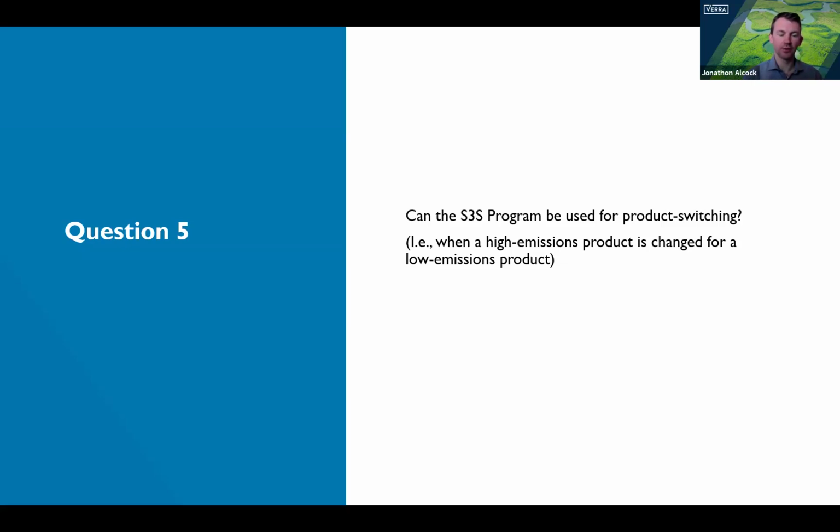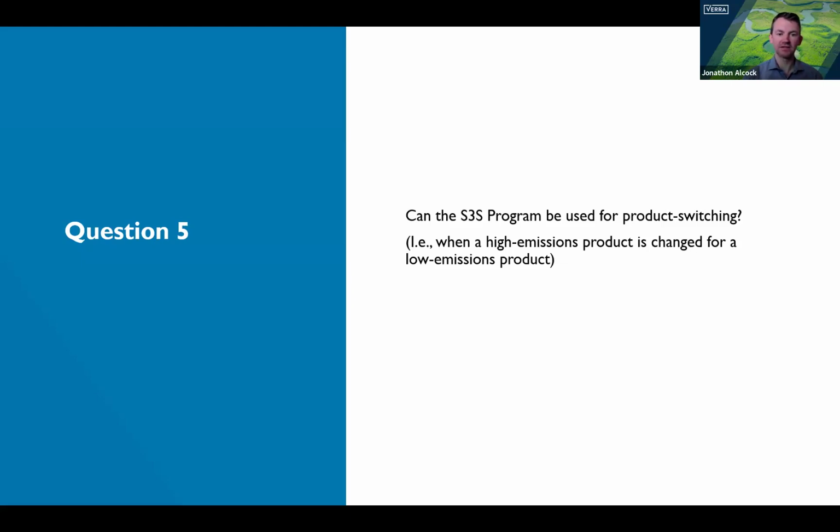So often a product switch will be detected by just changing the emission factor that's used in the emissions report. So, for example, if there was a change from using steel to using wood in the construction of a building or something, then simply changing that emission factor might do a good job of just representing that change. And so the utility of the Scope 3 standard program in that particular case might be limited.